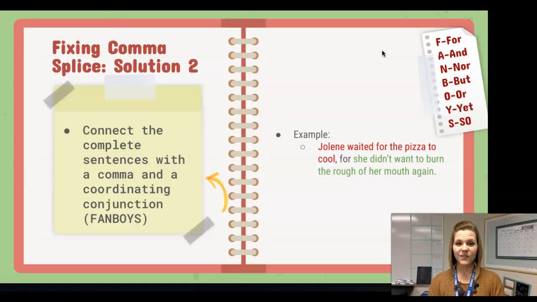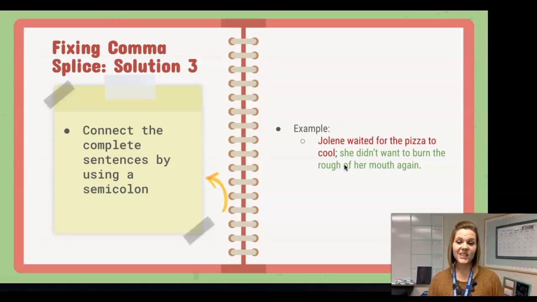So as you can see from the example, I have a comma, and I've used the fanboy for to connect these 2 complete sentences. Using a comma and a coordinating conjunction is our second way that we can fix a comma splice.